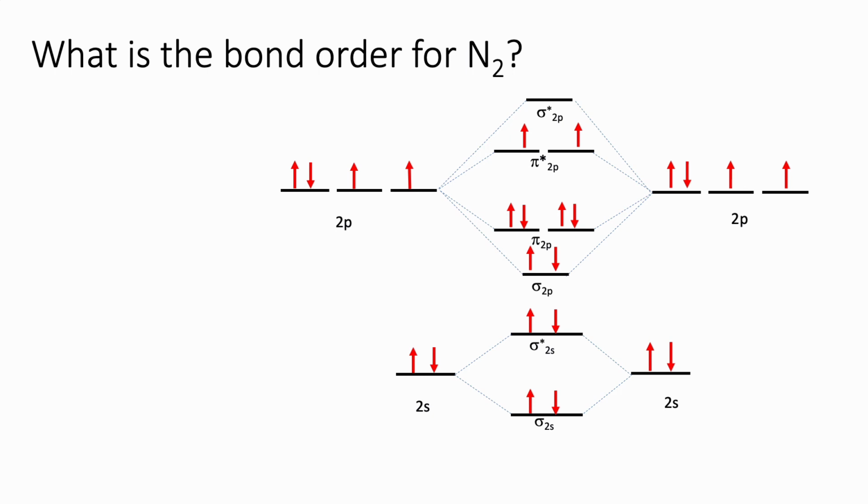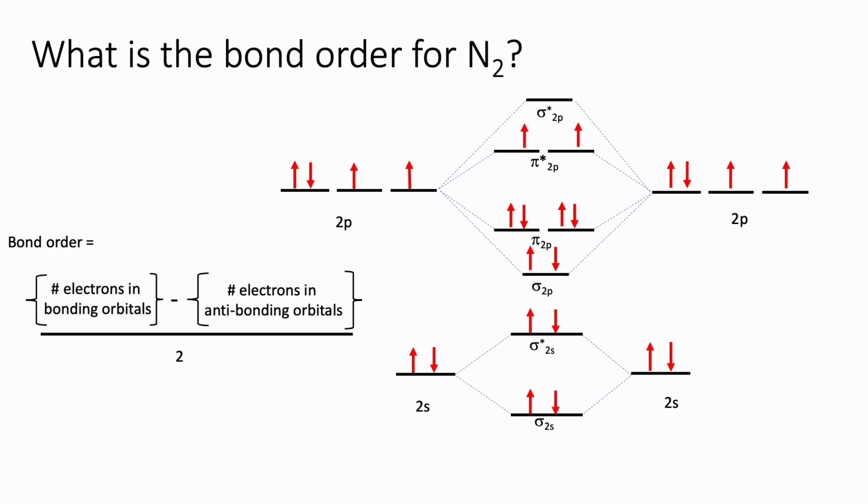Okay, first of all, what is the bond order for nitrogen? Well, the bond order, again, is the number of electrons in bonding orbitals minus the number of electrons in anti-bonding orbitals divided by 2. So let's identify our electrons in the anti-bonding orbitals, just these 2 in the sigma star 2s. And so we have a bond order of 8 minus 2 divided by 2, and that means we have a bond order of 3. So this should have a triple bond. Again, go draw the electron dot structure. You will see it does in fact have a triple bond.